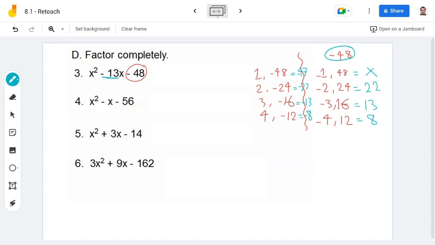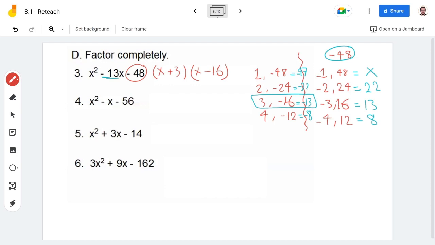So as you can see, whether I get a positive or a negative depends on the sign. Which one represents the sign? It's these two factors, because we need to find negative 13. So the first factor is positive 3, and the second factor is negative 16. Now let's open two brackets. The first bracket is x plus 3, the second bracket is x minus 16. So now these are the factors.